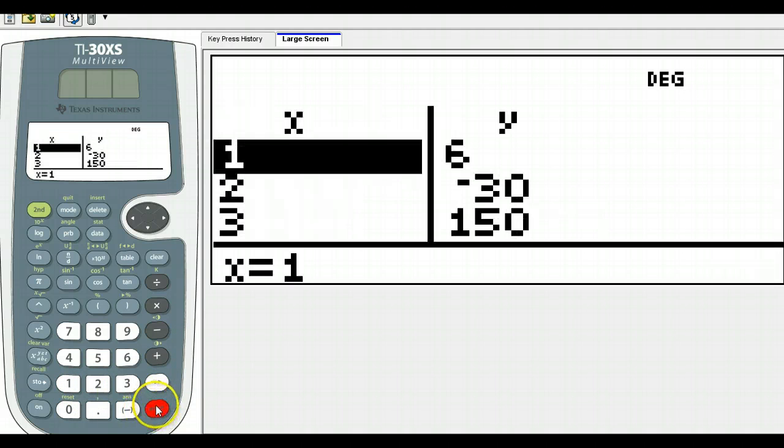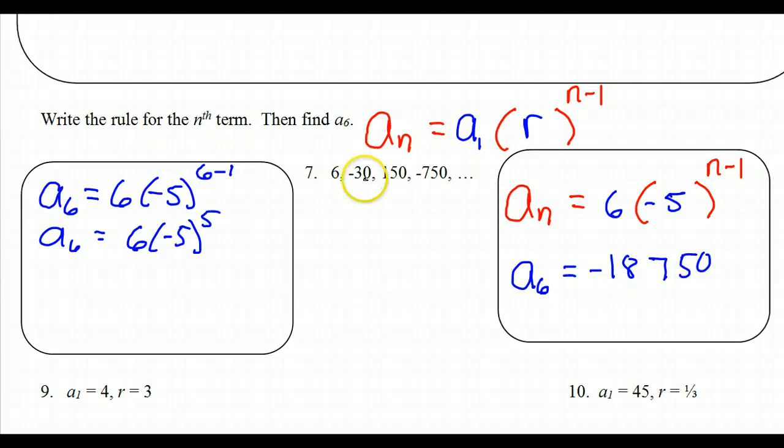See what we've got. All right, the first three terms are 6, -30, 150. 6, negative 30, 150. So we have a match. Right away, we know we had the right answer. Okay, that's a way of checking your answer.